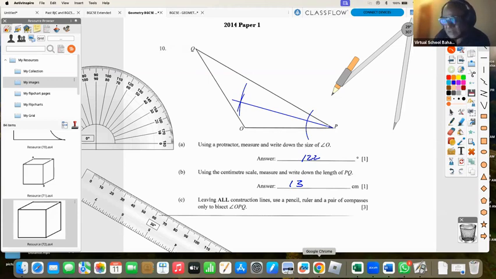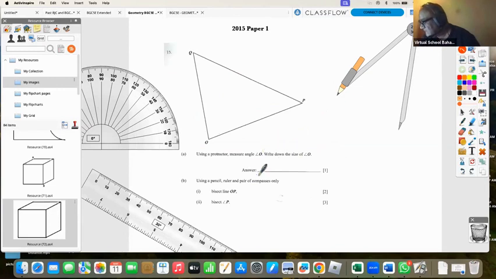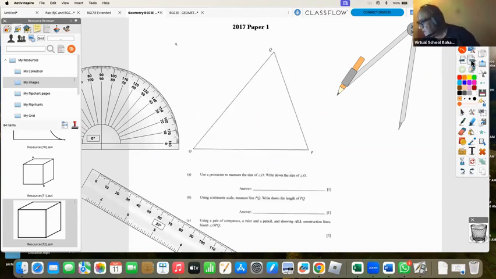Your compasses has to be tight. This is the same thing that we did. Use your protractor, measure angle O, and write down the size. Let me see if we have anything different. Most of them are the same. You see that?